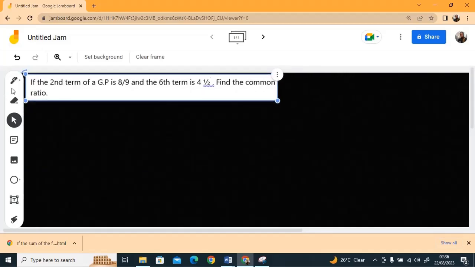Now let's look at it. Now this one says that if the second term of a GP is 8 over 9 and the sixth term is 81 over 2, find the common ratio. This one is very easy. So they said the second term of a GP, it means our formula will be what?